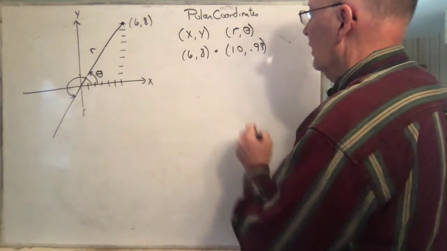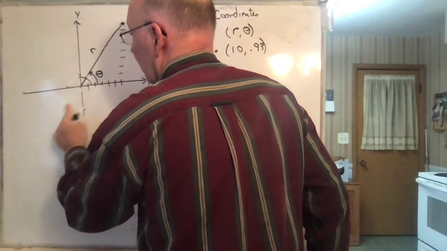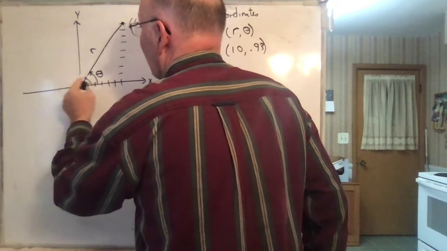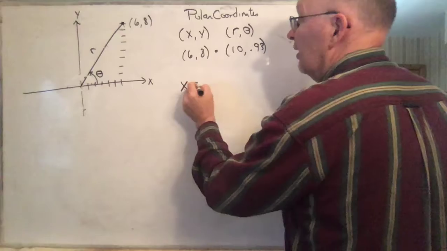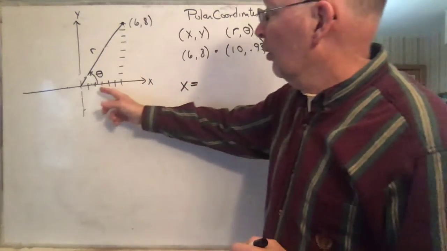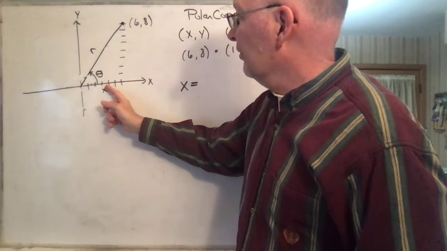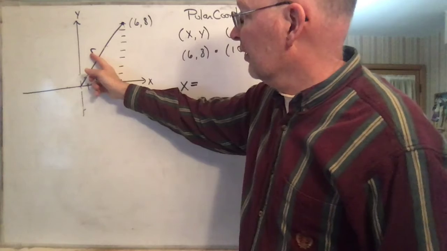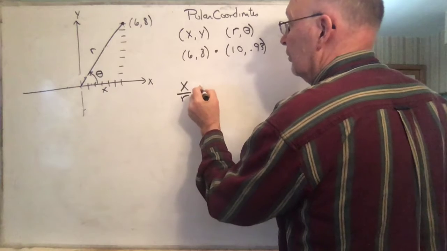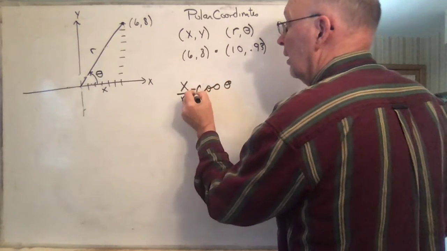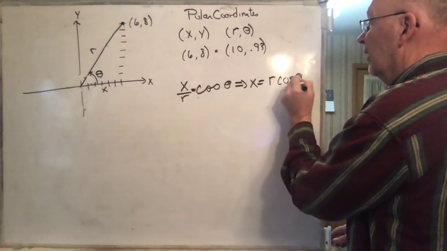If you have something in terms of r and theta, here's r and theta right there. Then what is x? What's the x coordinate in terms of r and theta? Notice that this is x right here. So x over r, adjacent over hypotenuse, is the cosine of theta. So x over r is equal to cosine theta, which means that x is equal to r cosine theta.